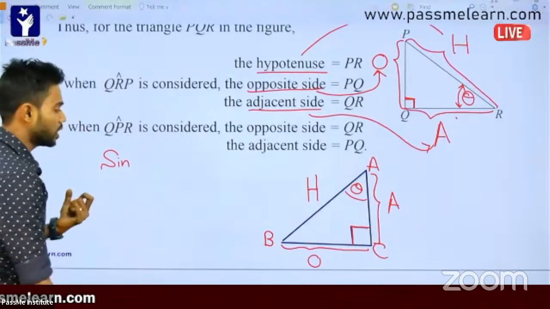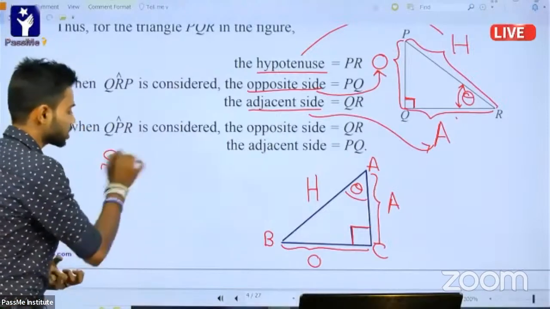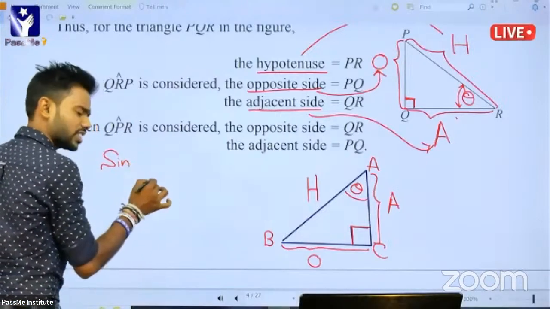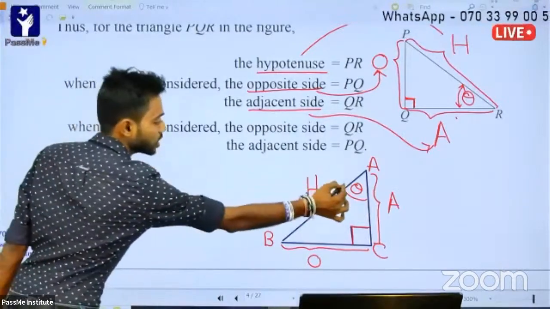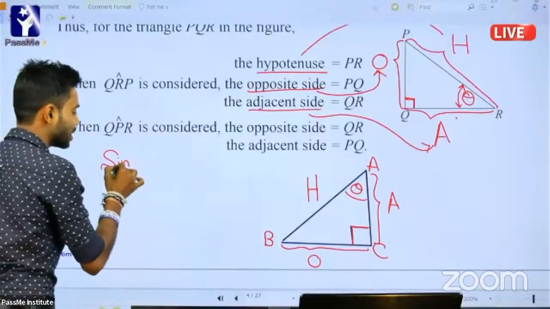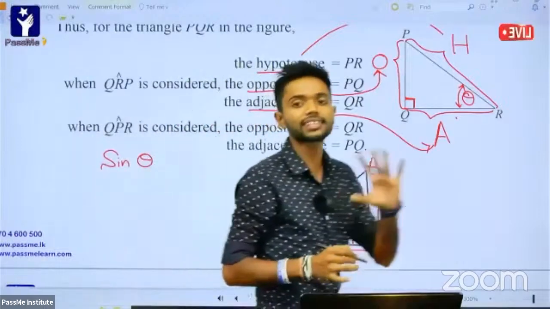Usually sine is not written as only sine. After the sine, it is required to put the angle. Usually we have theta, no? So therefore it is sine theta. Usually sine is not written as it is.